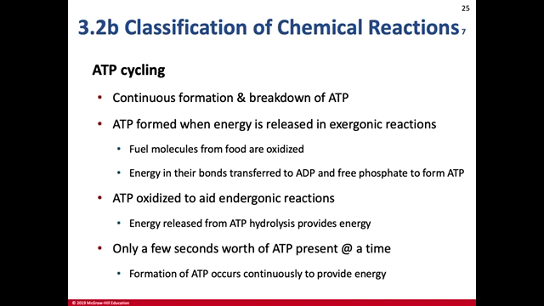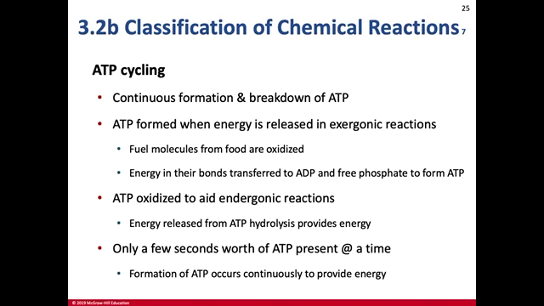So the way that this works is that ATP is going to be oxidized in order for endergonic reactions to happen, and it's going to be formed when we release energy from a fuel molecule and use that to reduce ADP and phosphate to ATP.